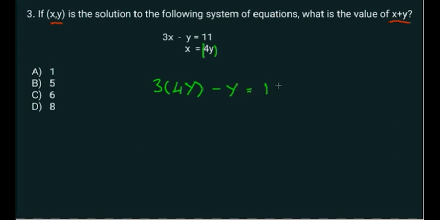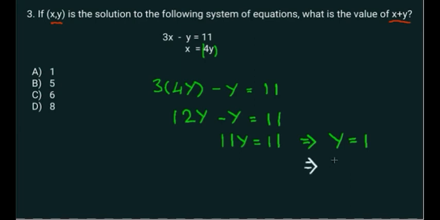Now I have an equation with one variable. So let's multiply it out. So I will have 12y minus 1y is equal to 11. And you've guessed it, 11y is equal to 11. So therefore y is equal to 1. So we have the first part. So if y is equal to 1, remember that x is equal to 4y. So therefore x is equal to 4.